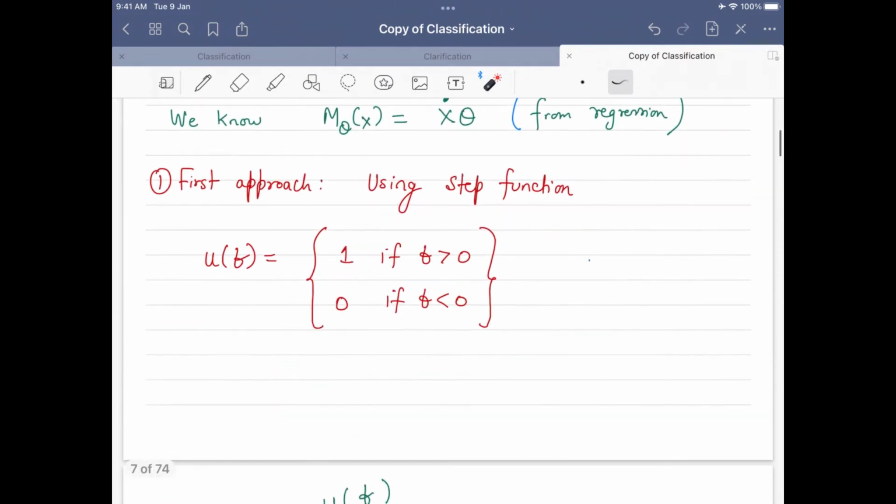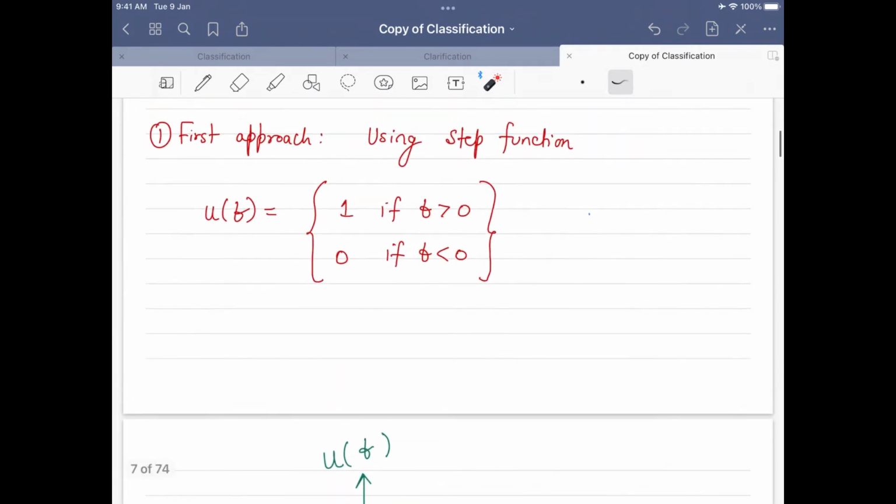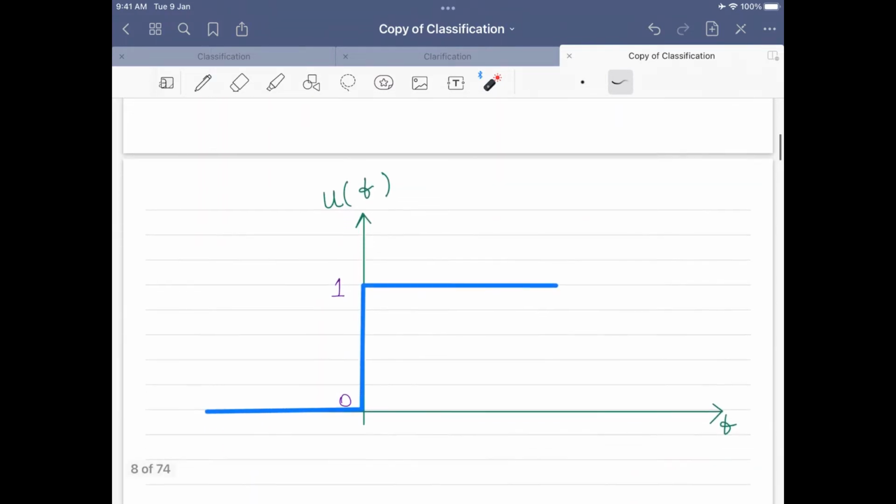is to use the unit step function. The unit step function is a very simple function. Its definition is that it has a value of 1 if t is greater than 0, and its value is 0 if t is less than 0. As simple as that. If you want to see it graphically, it looks like this.